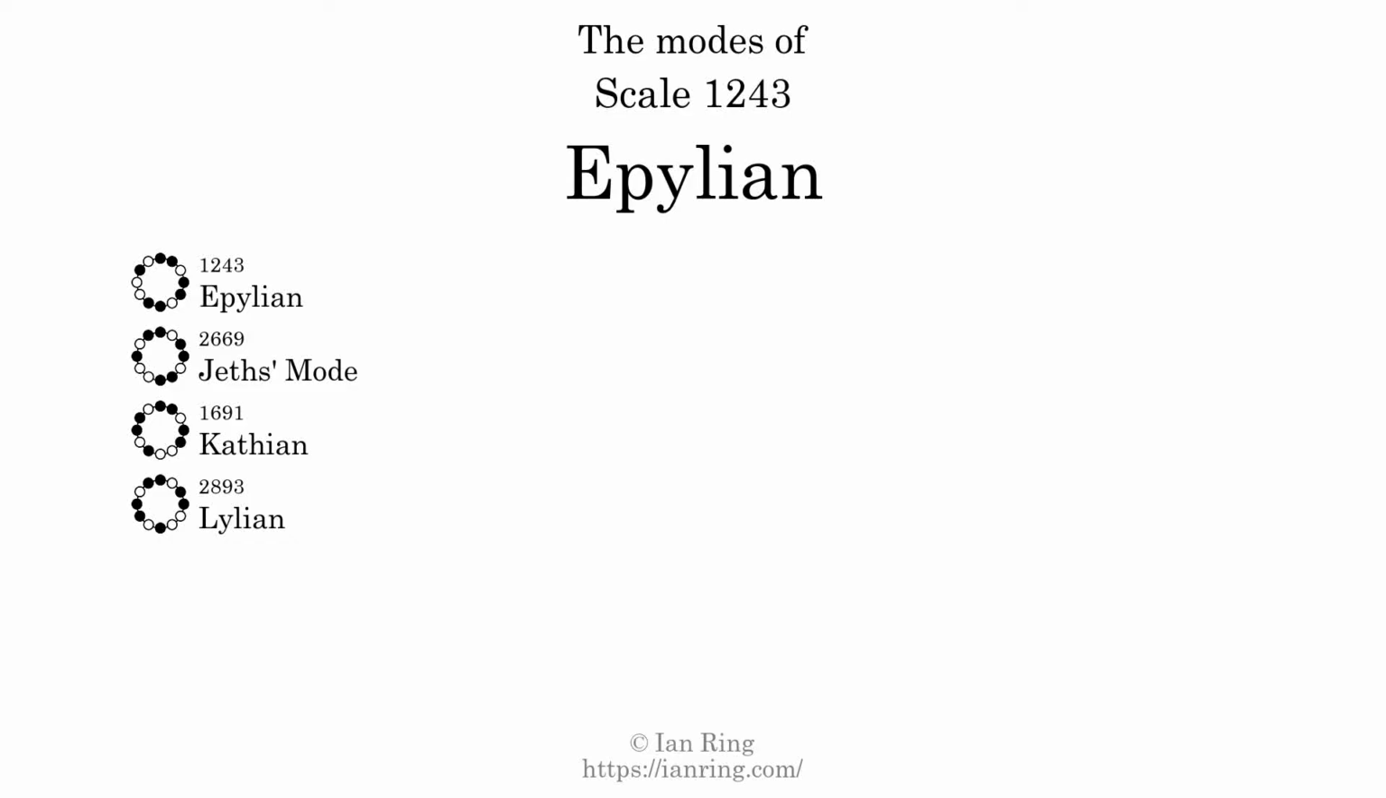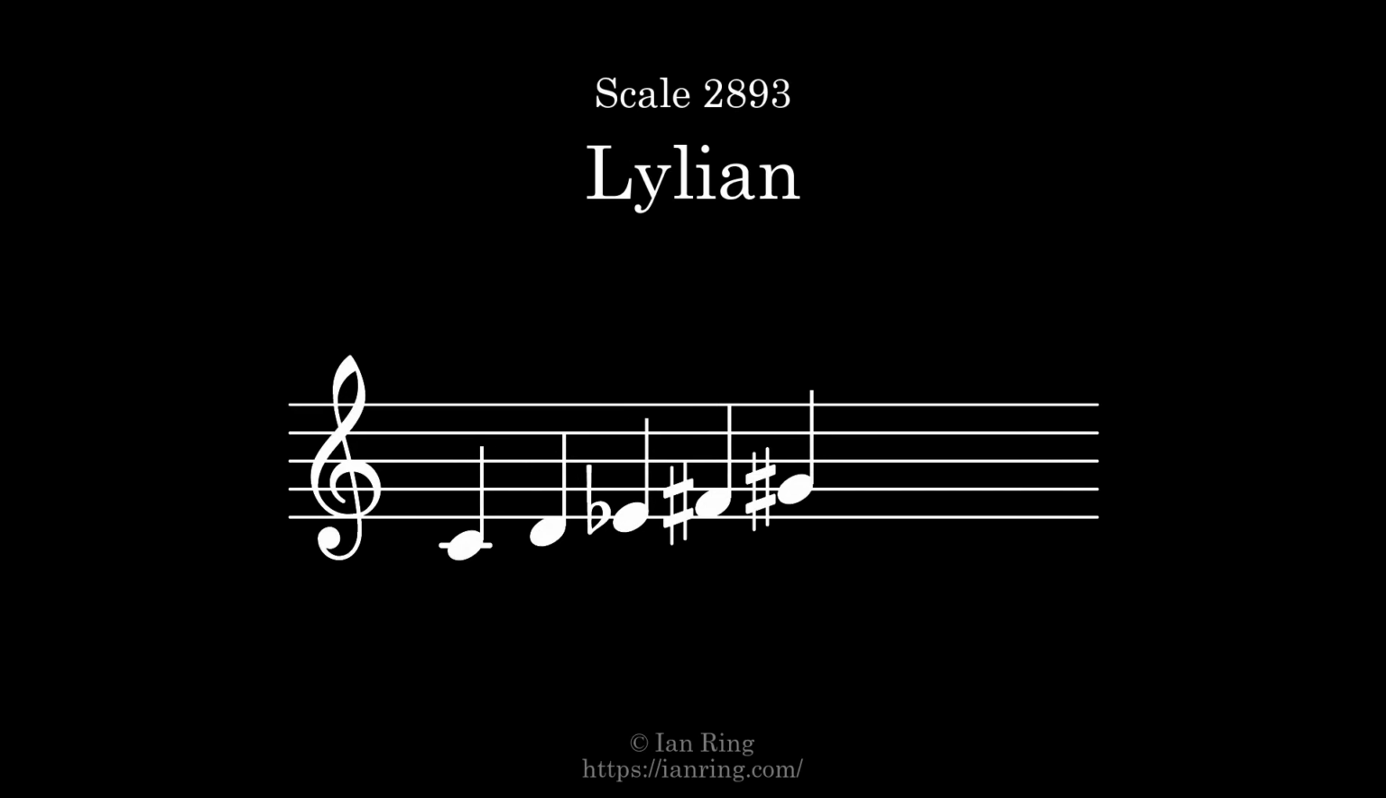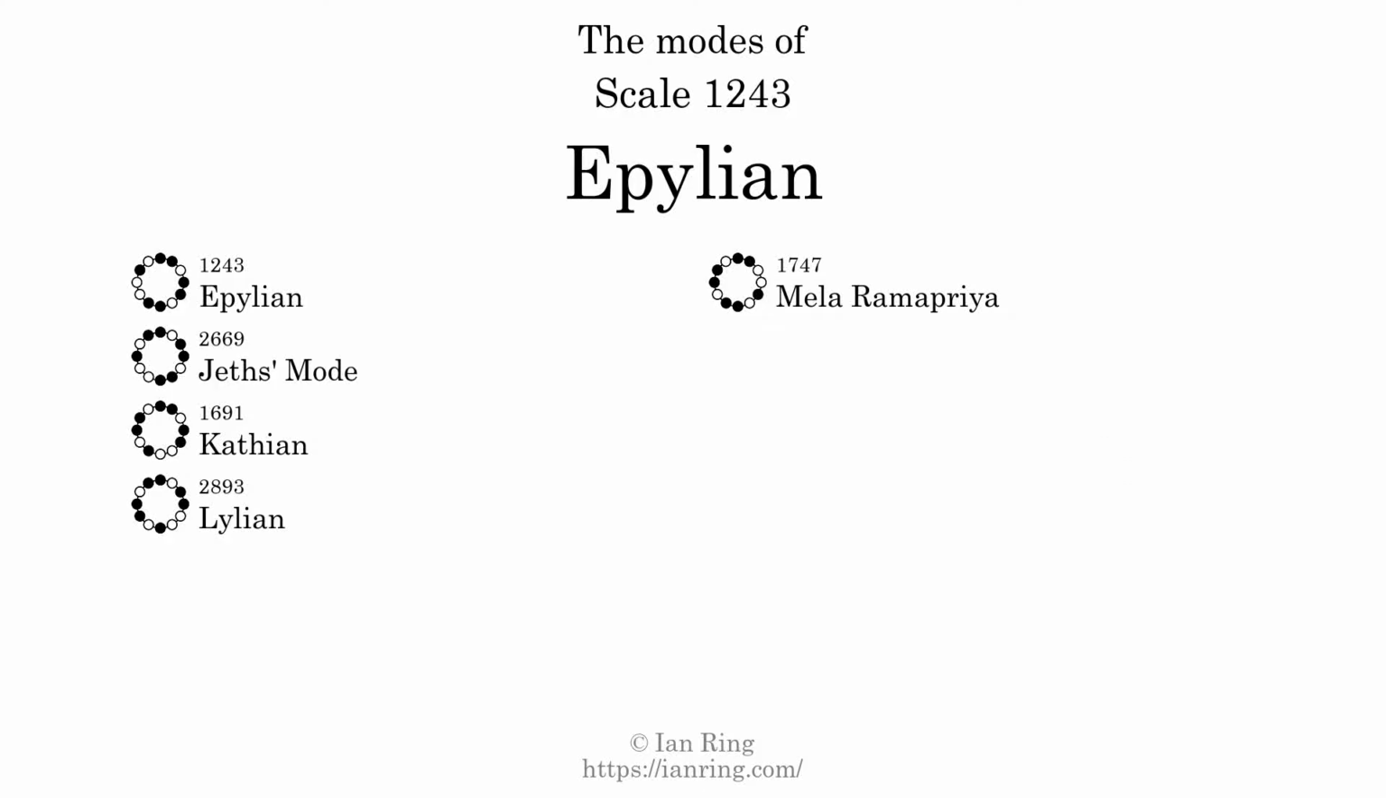The fourth mode is scale 2893, also known as Lillian. It sounds like this. The fifth mode is scale 1747, also known as Mila Ramapriya. It sounds like this.